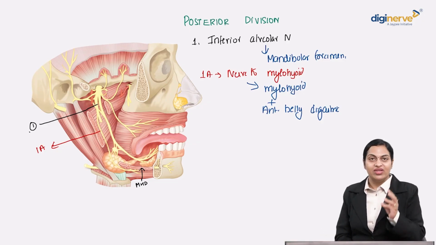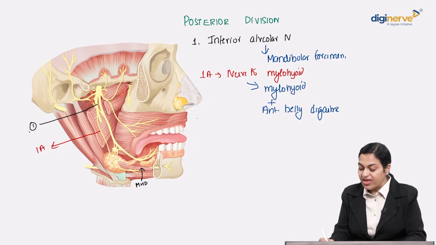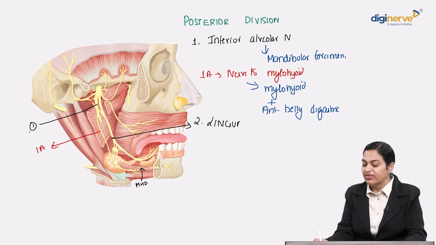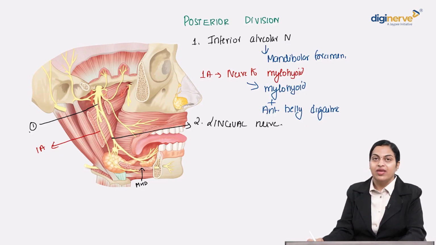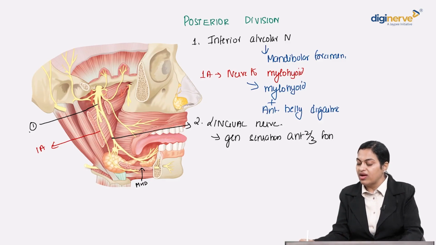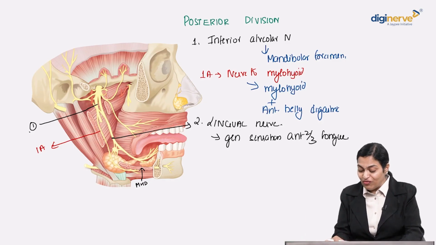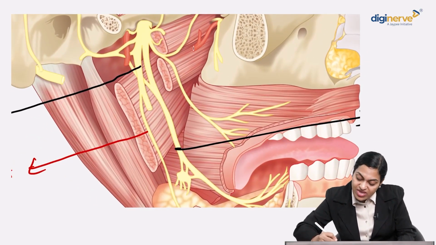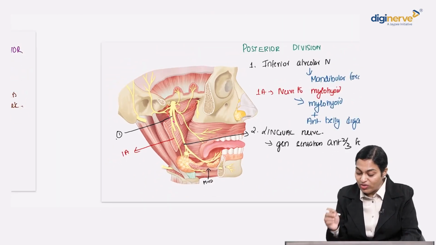Moving on, totally I told you there are three branches, right? Moving on to the second branch coming from the posterior division, this one here is the lingual nerve. As the name suggests, the lingual nerve receives the general sensation from the anterior two-thirds of the tongue. Another interesting feature of this lingual nerve is, yes, come on, tell me your chocolate question. Can you see a nerve joining the lingual nerve from behind? Can you tell me what this could be?